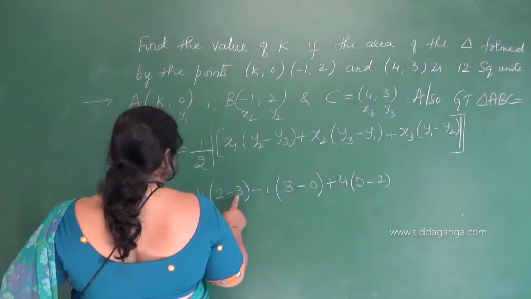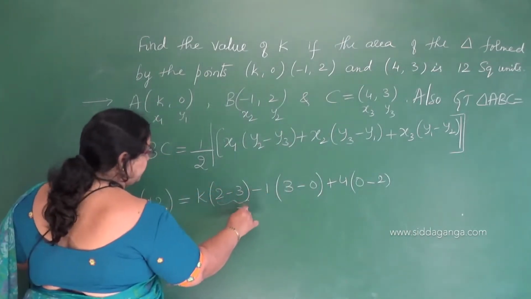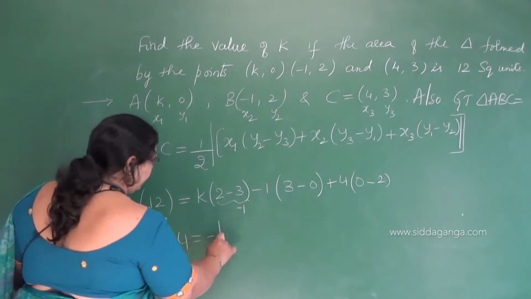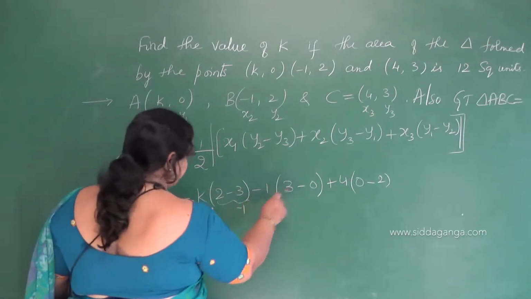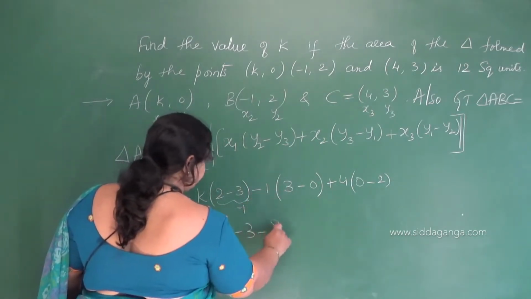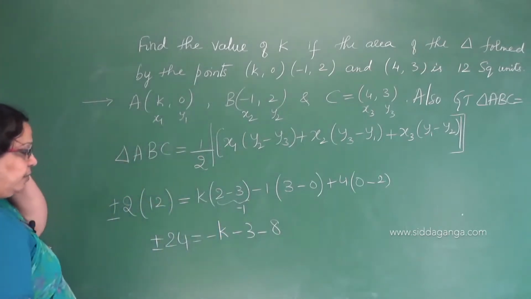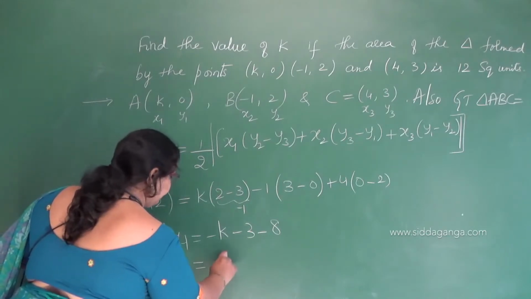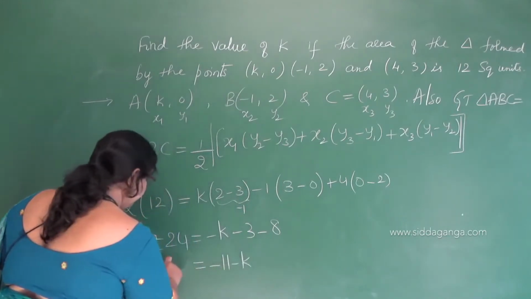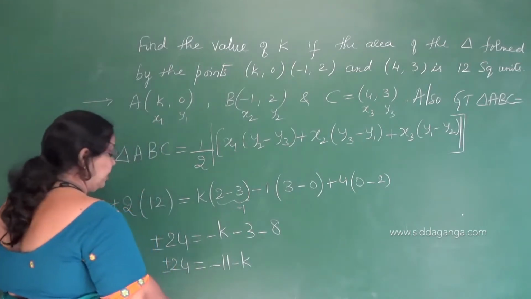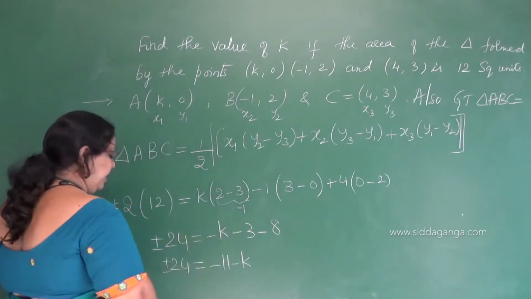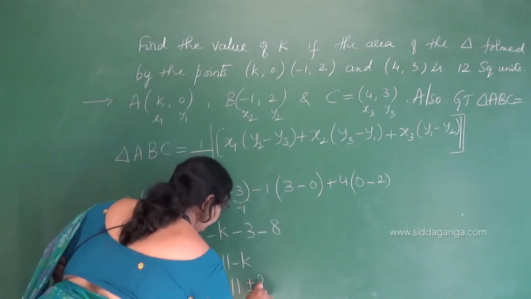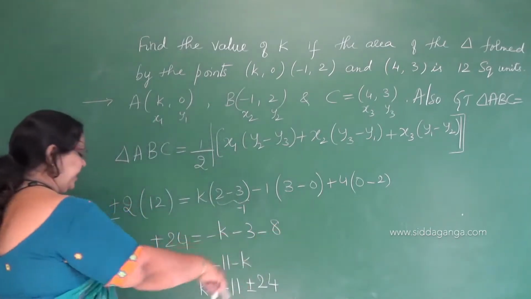Now 2 minus 3 andre idu minus 1 into k, this is plus or minus 24 equal to minus k minus 3, next minus 8. So now this is equal to minus 11 minus k, that is plus or minus 24. k na ee kadege ತಗೊಂಬನ್ನಿ, ಇದನ್ನ ಈ ಕಡೆಗೆ ತಗೊಂಡೋಗಿ. Therefore k equal to minus 11 plus or minus 24 ಮತ್ತು ಅದೇ ಆಗುತ್ತದೆ.